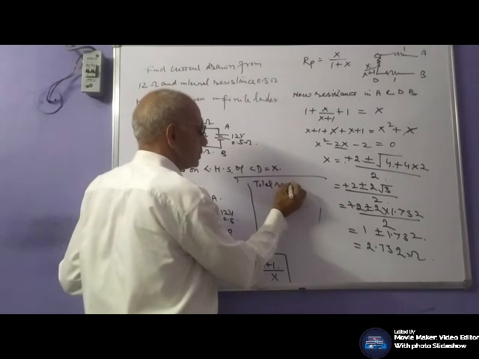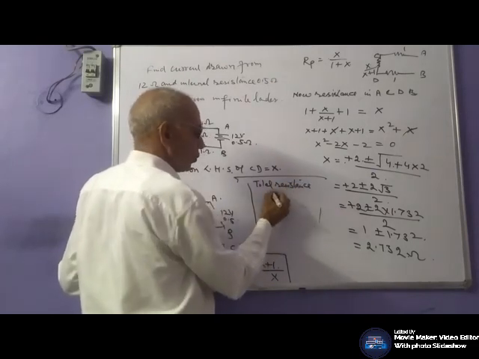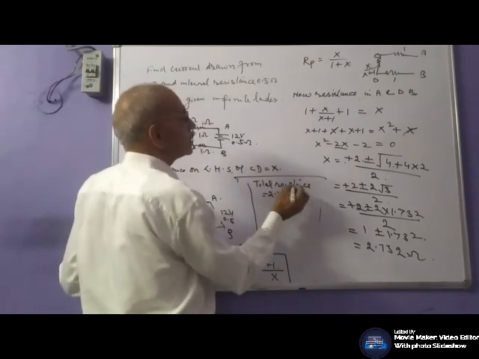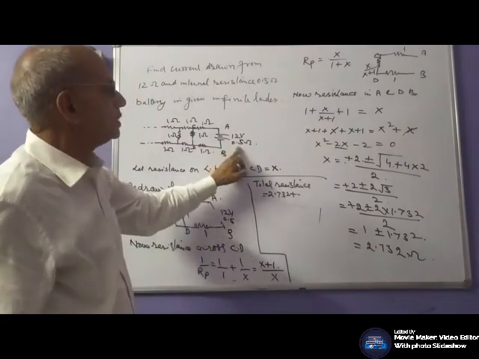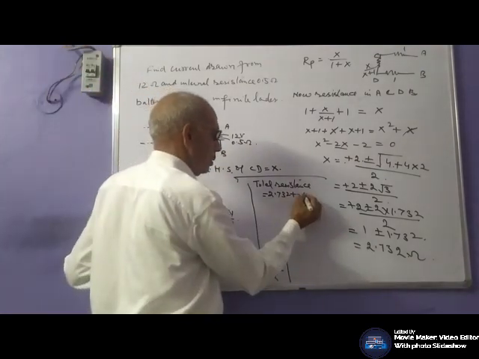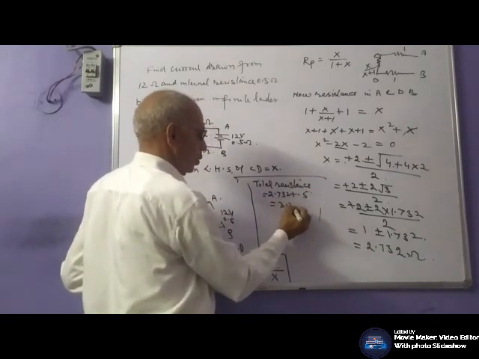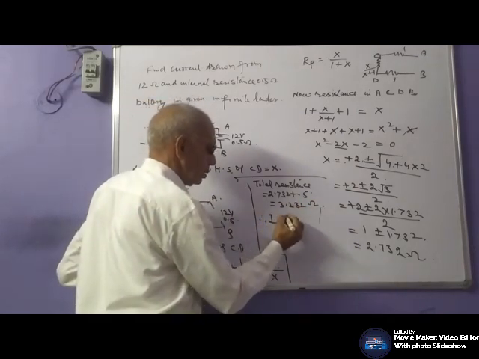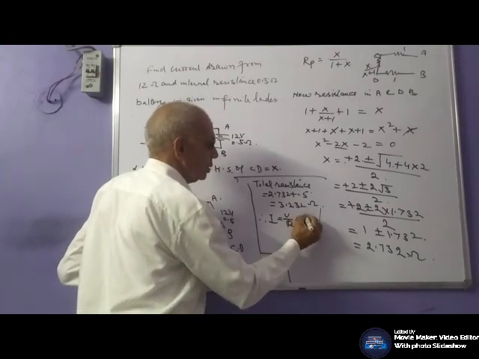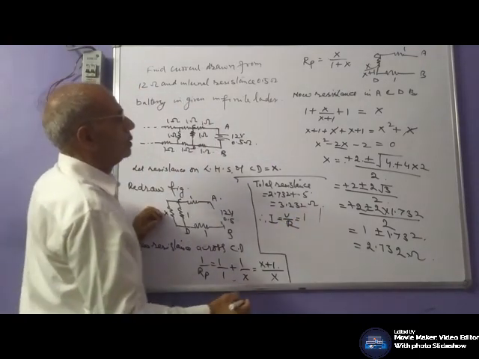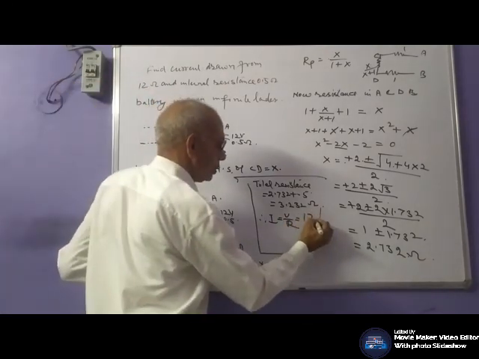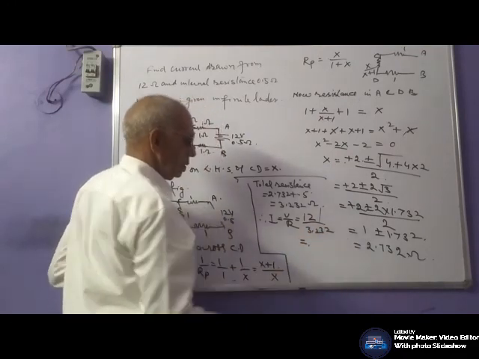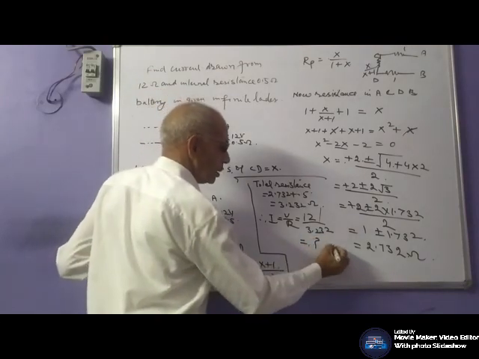Total resistance is 2.732 plus the rest, the resistance of this battery, 0.5 ohm, so 3.232 ohm. Therefore current is V by R, V is 12, R is this, and this is the current.